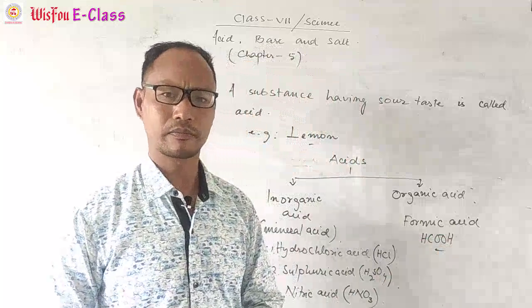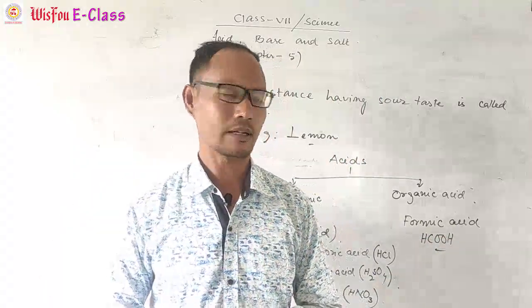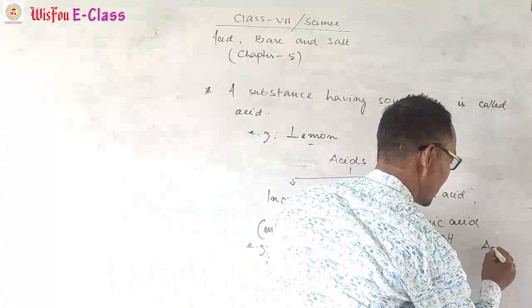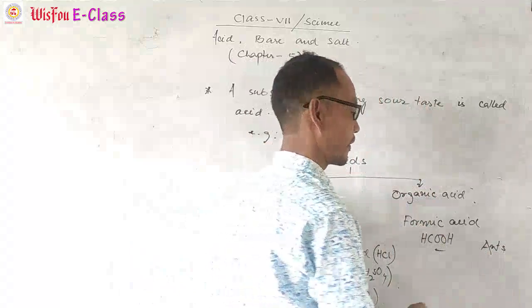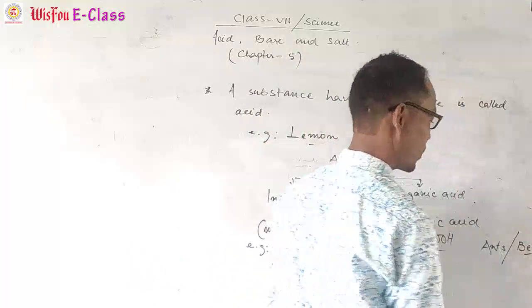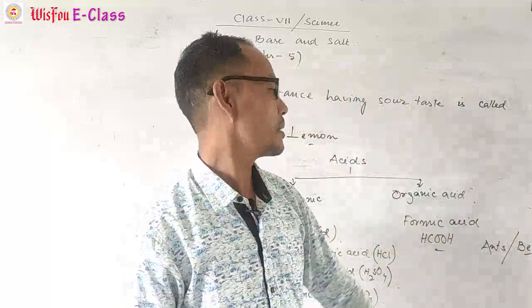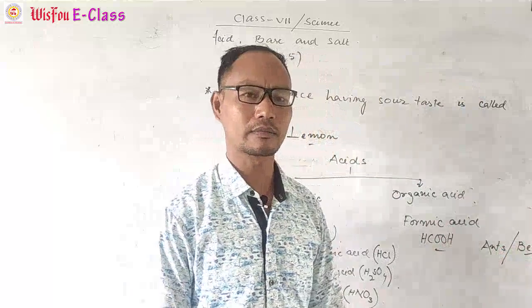This acid is present in ants and bees. Ant, yes, plural form ants. Or bee. Bee means koi in the Manipuri language. Ant in Manipuri means kakseng.